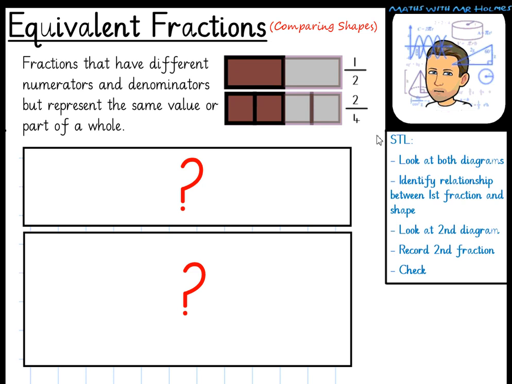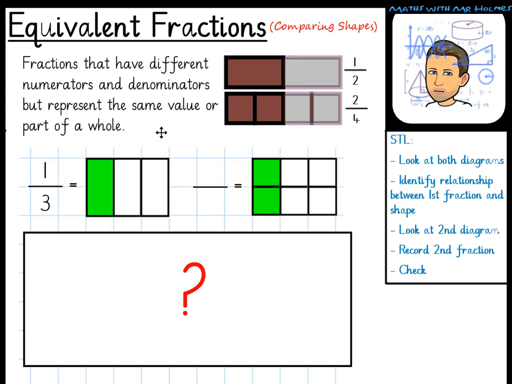Okay, let's have a look at our first question. Follow along with me with the steps to learning. So let's have a look at both diagrams. We want to identify the relationship between the first fraction and the shape. We have 1/3, or 1 out of 3 equal pieces. And there we have 1 part shaded out of 3.